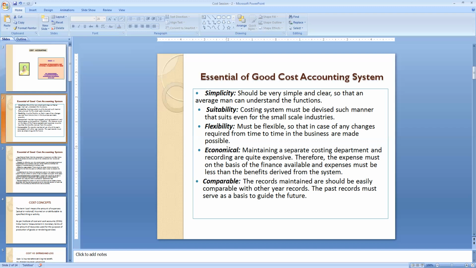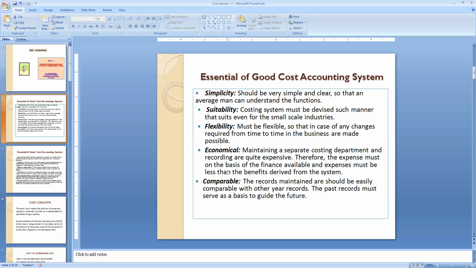And the third essential thing is that it must be very flexible. Flexible in the sense that it can be changed according to the time or according to the business. Such kind of principles or techniques must be adopted in the costing.